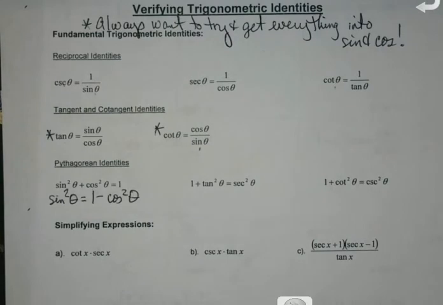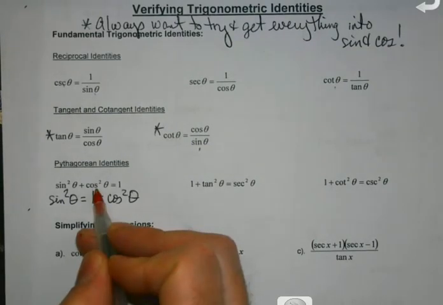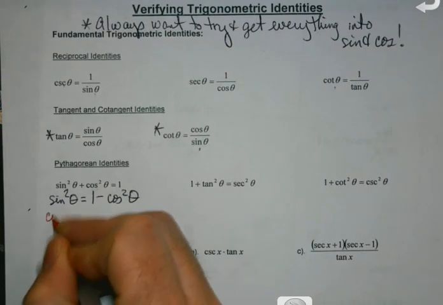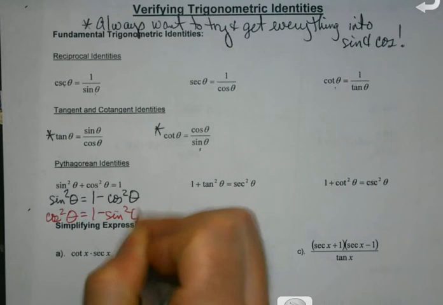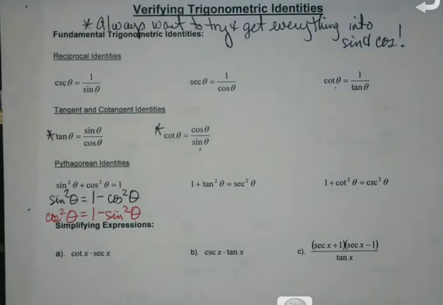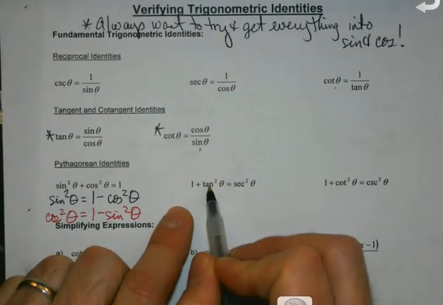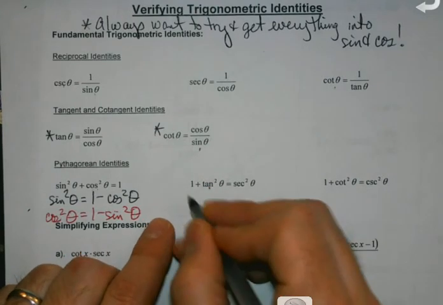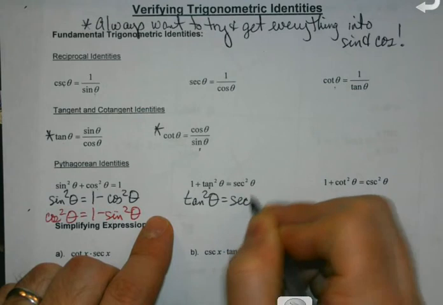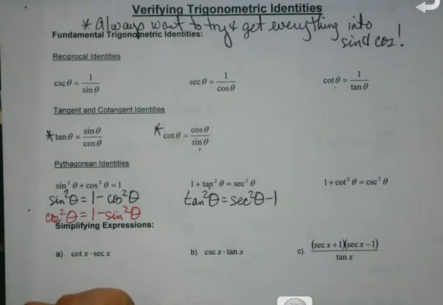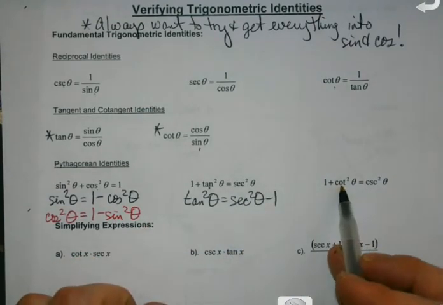The same thing goes for cosine. If I wanted to get cosine by itself, what would I do? Same thing. Okay. Those could come in handy. And it works the same way with the others. Now, I'm not going to go crazy and do it for every single one, but just to, again, show the idea, if I wanted to get tangent by itself, I'd subtract the 1 over. Okay. And the same thing with cotangent.